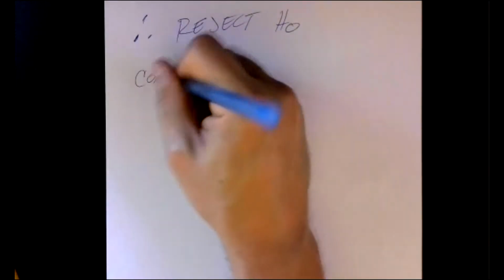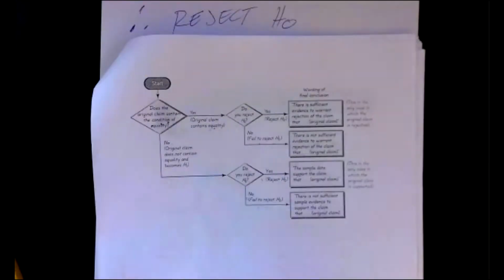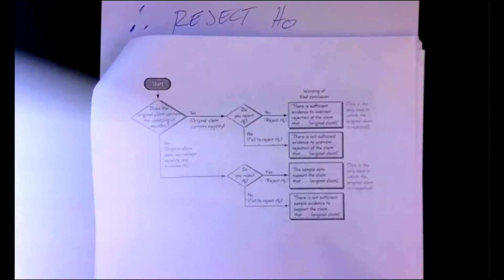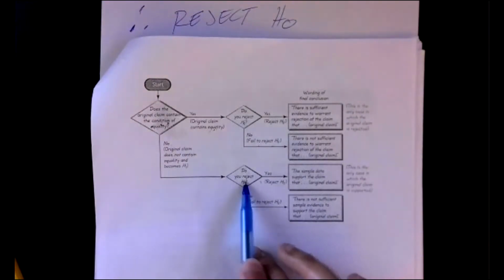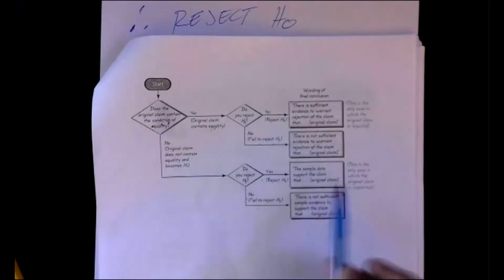Conclusion: all right, if we go to the diagram, does the original claim contain the condition of equality? No, it does not. Go down. Do you reject the null hypothesis? Yes, we do. The sample data support the claim.